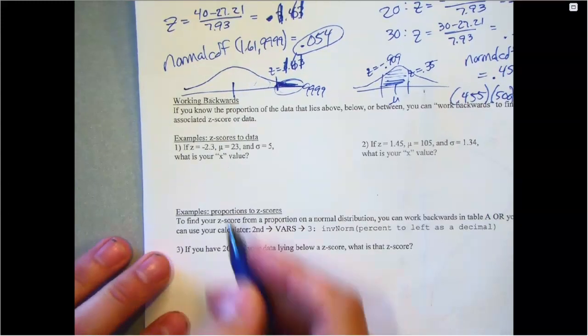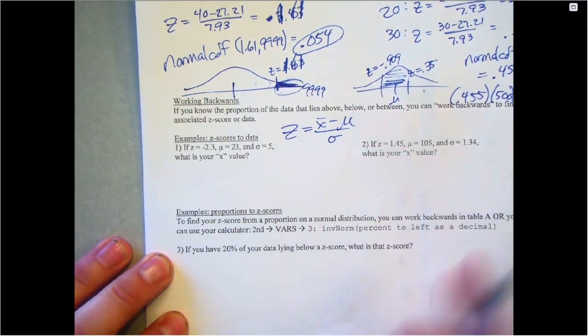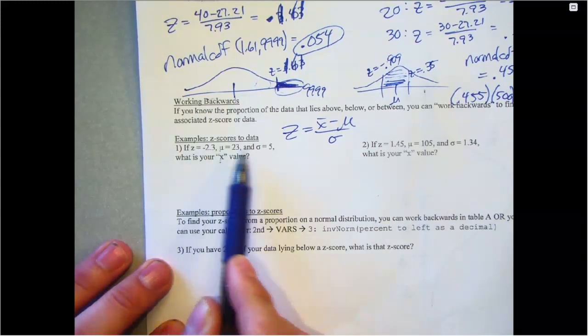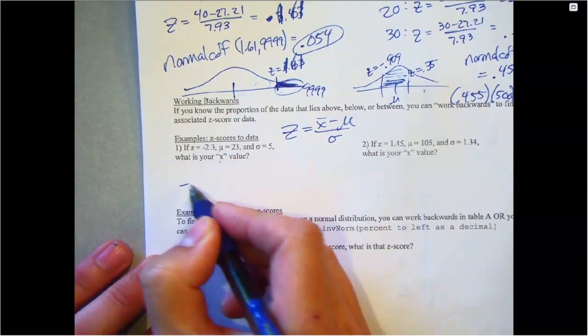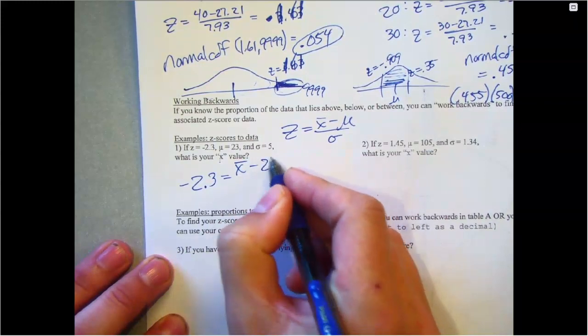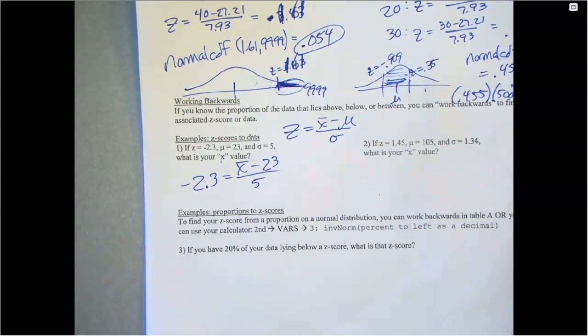So number 1, I know my formula is that, and they're asking what's x. I know the z-score, I know mu, I know sigma. So the z is negative 2.3. X is what I don't know. The mean is 23, and the standard deviation is 5. And then our job is just to solve that to find x bar.